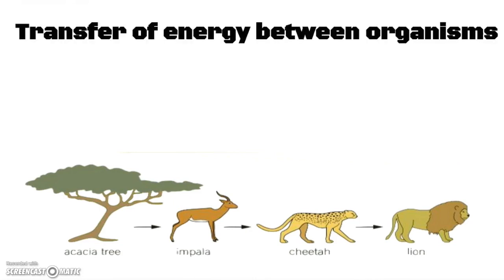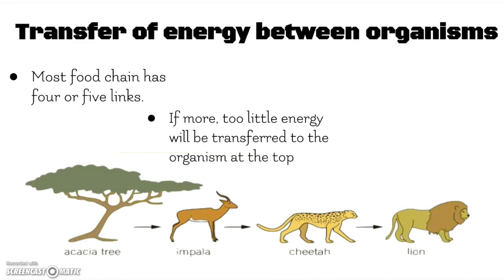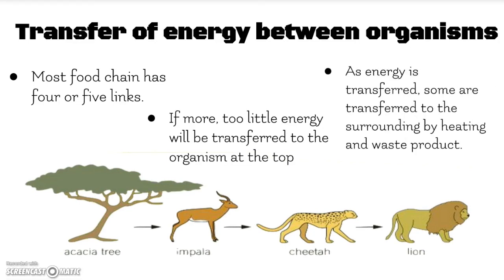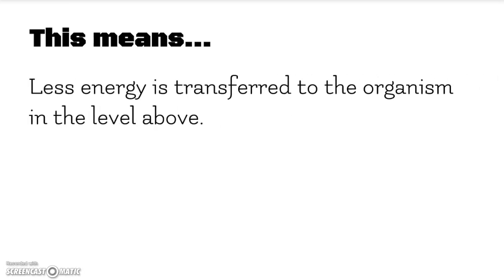Transfer of energy between organisms. Most food chains has 4 or 5 links. If there were more, too little energy would be transferred to the organisms at the top of the chain. As energy is transferred along the food chain, some is transferred to the surroundings by heating and as waste products. This means less energy would be transferred to the organism in the level above.